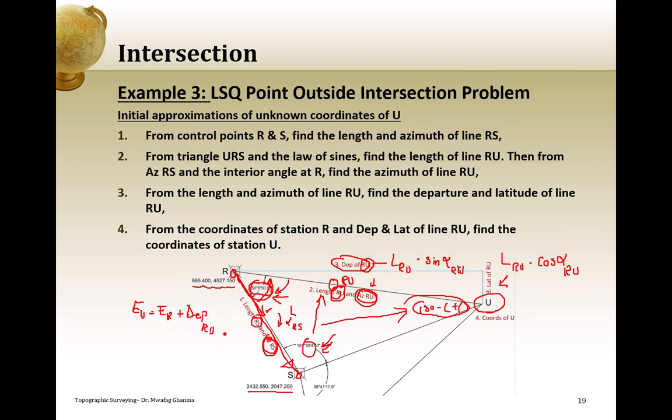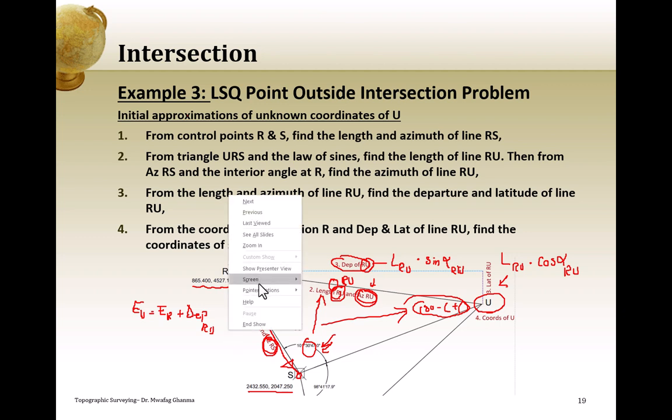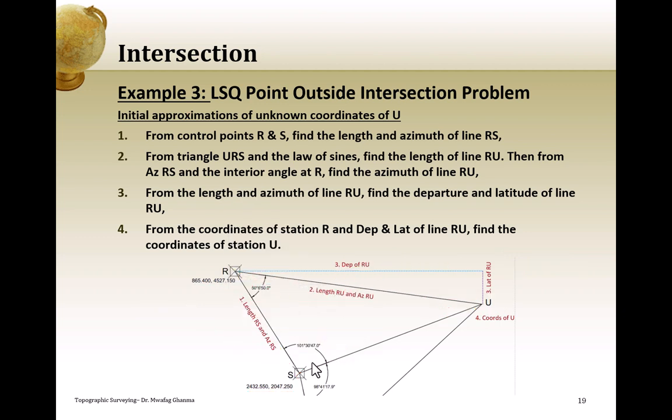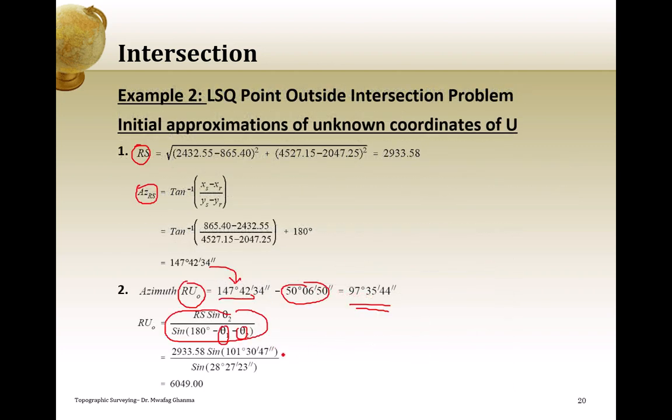If you want to go back, so here we have theta 1, and this is theta 2. So we calculated this angle, the angle at U, as 180 minus the summation of theta 1 and theta 2. And then using the line RS, which is between the two control points R and S, and theta 2, we calculate the length of the line RU. We have the RU, the azimuth, and the value.